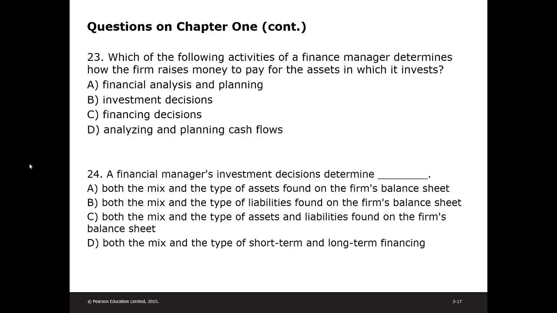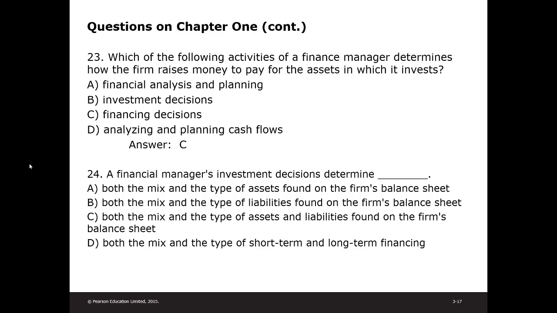Which of the following activities of a finance manager determines how the firm raises money to pay for the assets in which it invests? Financial analysis and planning, investment decisions, financing decisions, or analyzing and planning cash flows? As long as we are talking about raising money, this will be a financing decision. How can I get money to pay for the assets? This is considered a financing decision. So the answer will be C.